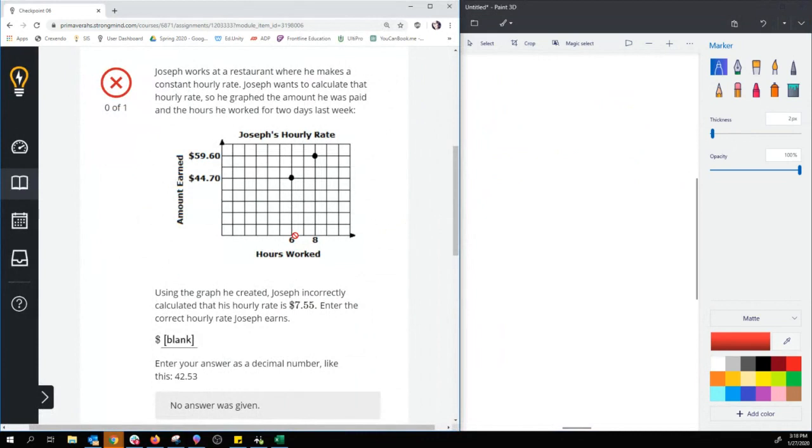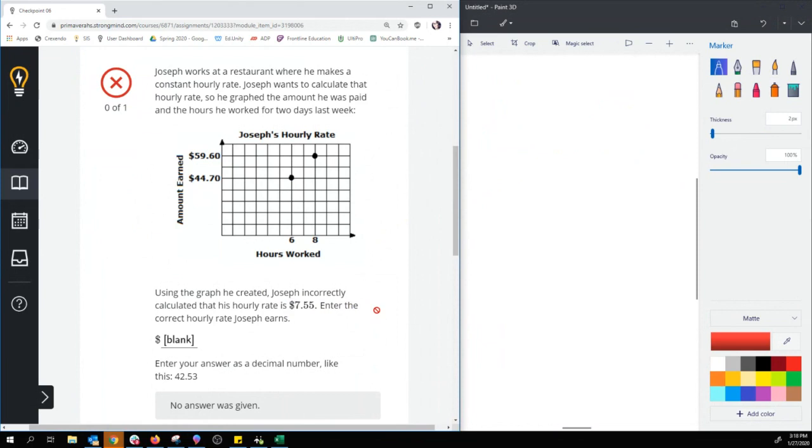So when Joseph worked 6 hours, how much did he get paid? $44.70. Perfect. Right? Because if I follow this dot all the way to my y-axis, I end at this 44.70. He says that when he calculated his unit rate, he thinks he gets $7.55 per hour. But he made a mistake.